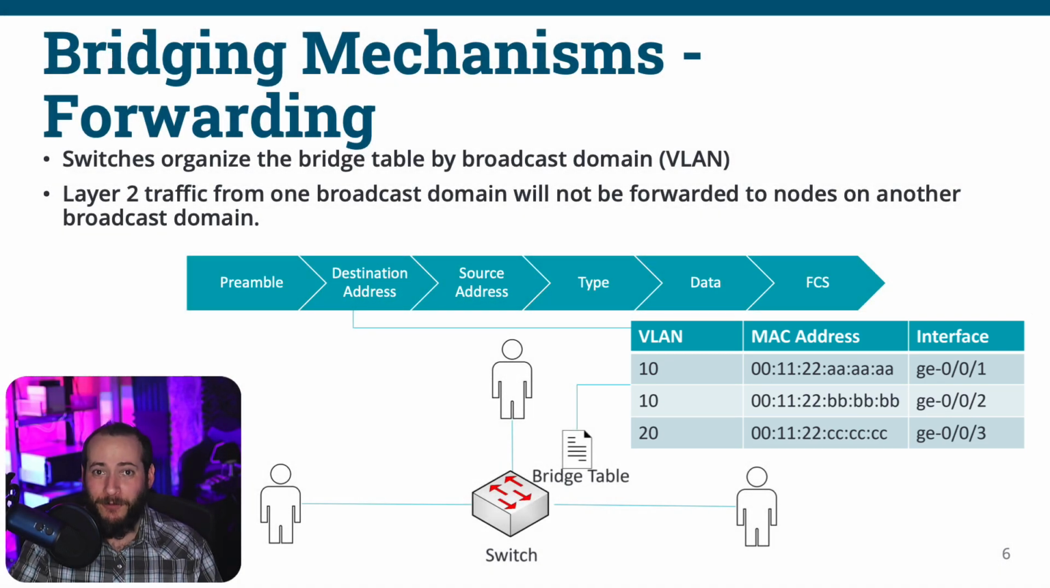As we know, VLANs are logical separations of broadcast domains. The switch will organize the bridge table by which VLAN the MAC and interface pairs are associated with, and only perform a lookup against the VLAN the frame was received on. This ensures frames do not cross broadcast domains at a Layer 2 device. It's a Layer 3 device's responsibility to route packets between broadcast domains.